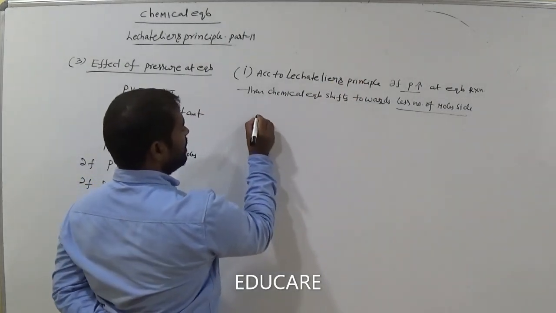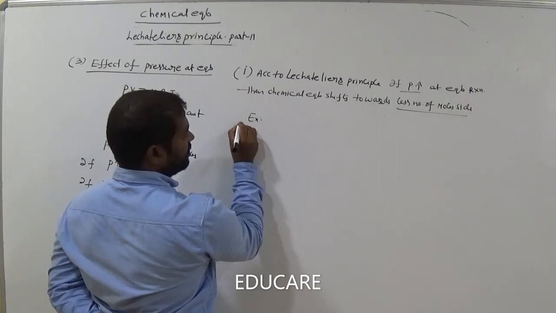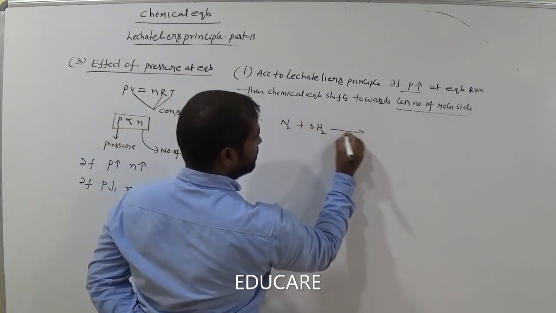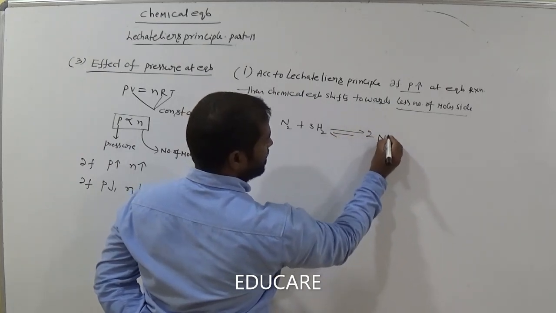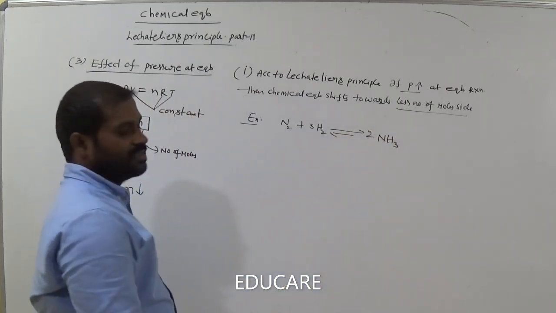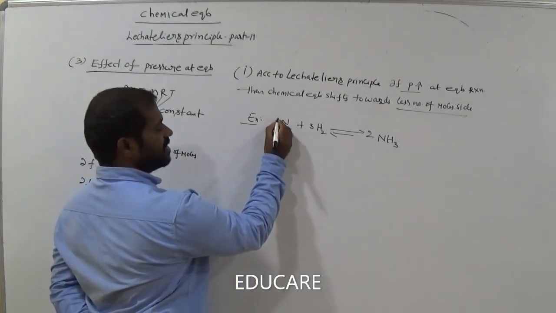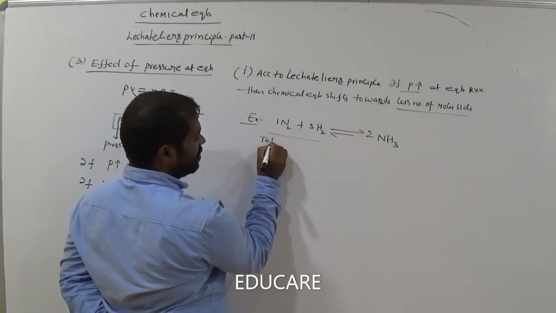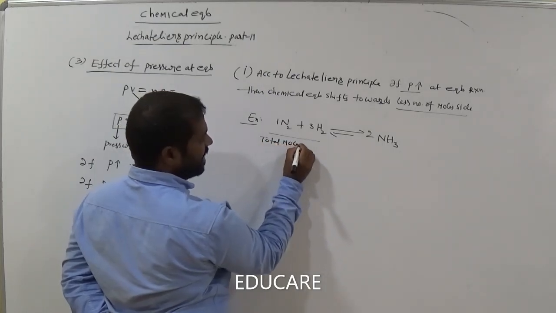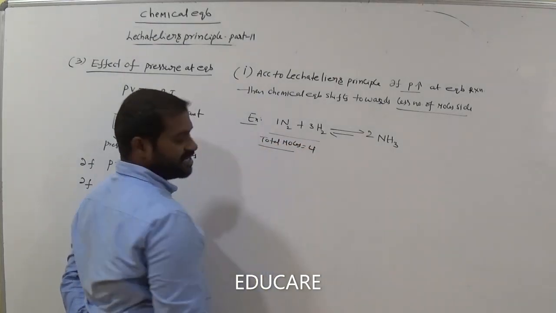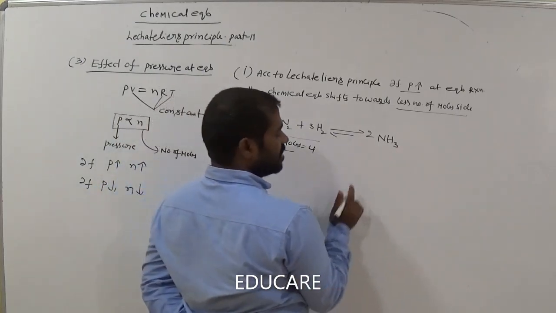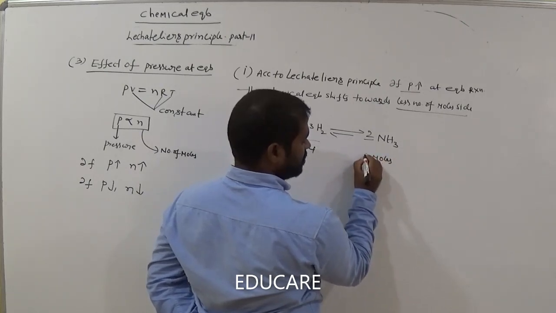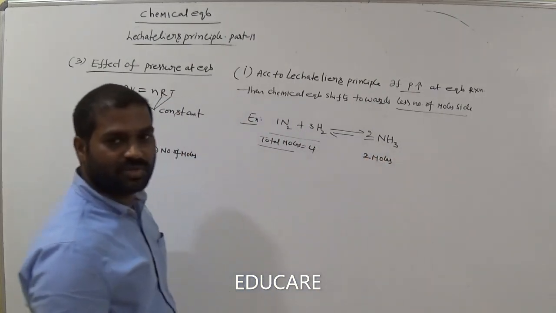So let's take an example. N2 plus 3H2 is reversible to 2NH3, am I right? Now how many moles are present here? 1. How many moles here? 3. So the total moles at the reactant side is 4. Come to the product side. How many moles here? 2 moles. Is it clear?